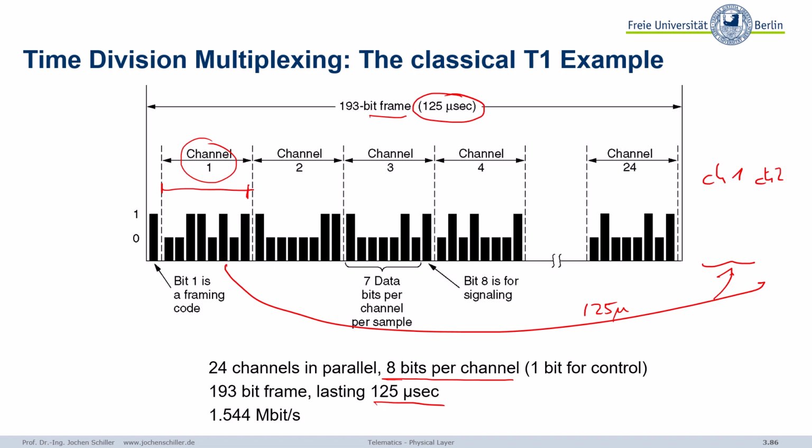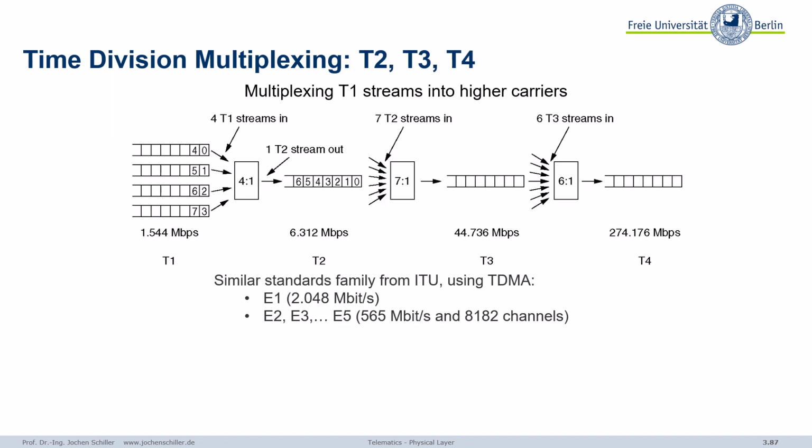creating a data rate of 1.5 megabit per second. And if you have such a fixed scheme, and this is why the telcos liked it, you can even continue this multiplexing. You can multiplex these streams to the next level, and to the next level, and to the next level, and you can combine them in a very simple way, because you always pick one from this stream, this stream, this stream, this stream, and so on. So it's always round robin.